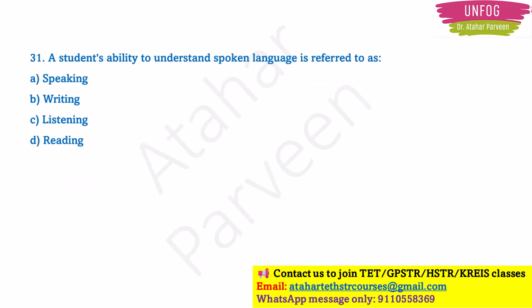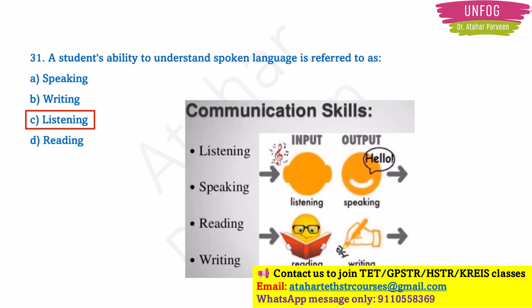Next question. A student's ability to understand spoken language is referred to as, meaning if you are able to understand a language, that means you are listening. Correct? These all come under communication skills: listening, speaking, reading and writing. Listening means whatever input you are taking. Speaking means whatever output you are giving, and it is better to do it after listening. And then reading and writing are also there. So these all come under communication skills.